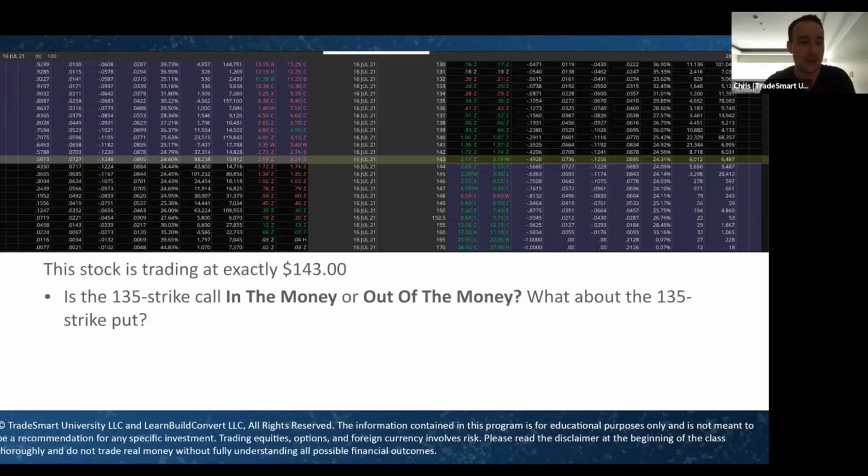Your second pop quiz. Mike says out. Gautam says in. Donnell says in. The ins have it. 135 strike for a call option is in the money. What about the 135 strike put option? In the money or out of the money?